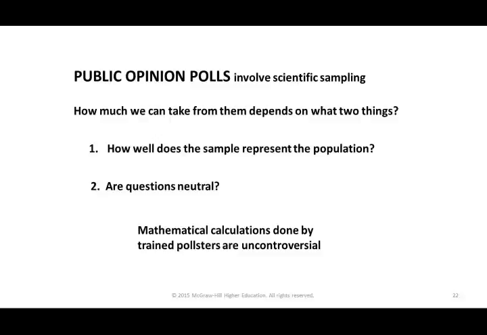Now, public opinion polls involve scientific sampling. That's what I gave you when we were looking at President Obama's approval rating. How much can we take from them depends on two things. Number one, how well does the sample represent the population? Do they have the same related variables in the same proportion? And number two, this is important, are the questions neutral? Sometimes when we do public opinion polls, we ask questions that are biased, that incline people to answer one way or the other. And so we push people to arbitrarily show one answer over another. The mathematical calculations are done by trained pollsters and are generally uncontroversial, but the controversy comes up with how well our sample is done and whether our questions to elicit a response are in fact neutral.